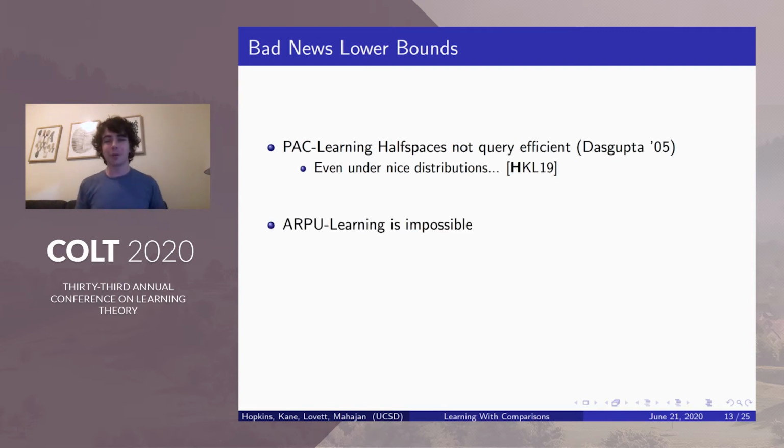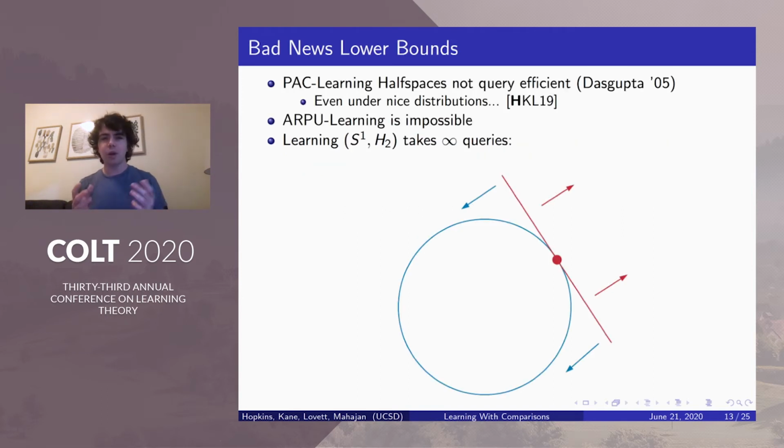And so here's some even worse news. Far from being just not query efficient, it turns out that ARPU learning is just flat out impossible. And why is this? Well, let's consider this example that's very similar to Dasgupta's initial 2005 lower bound, which is we'll take a circle and we'll take an adversary who randomly picks a tangent hyperplane to the circle. And so they're picking one point to be labeled as red and the rest of the circle to be labeled as blue. And now consider a learner here who only queries a finite number of points.